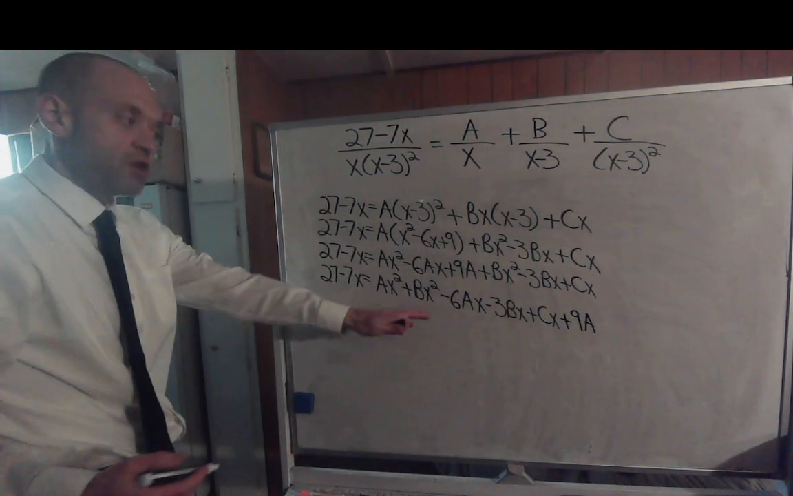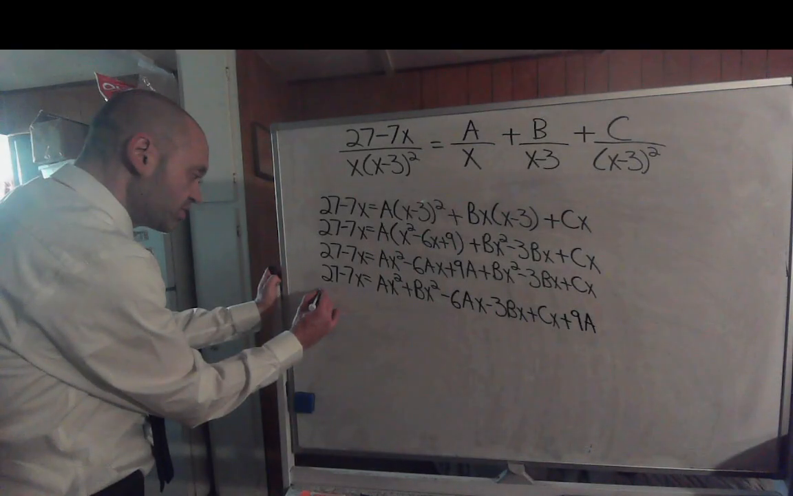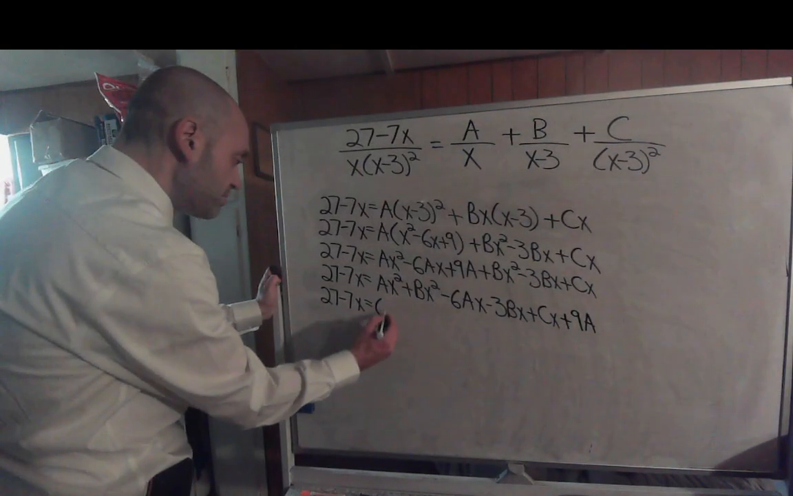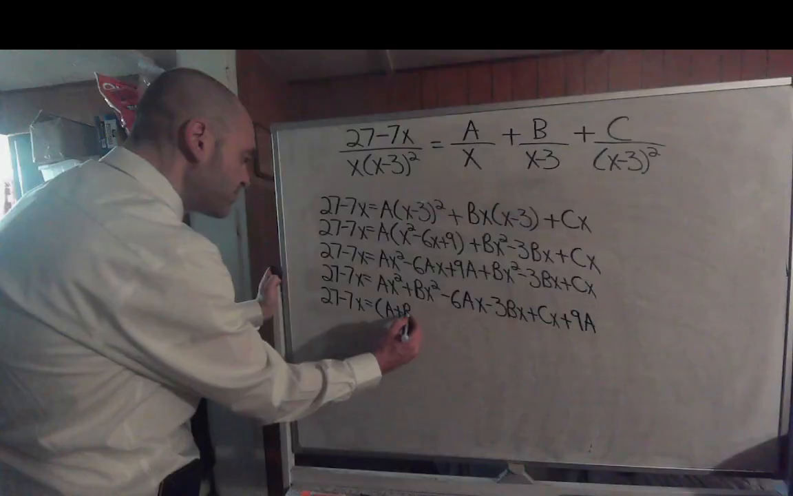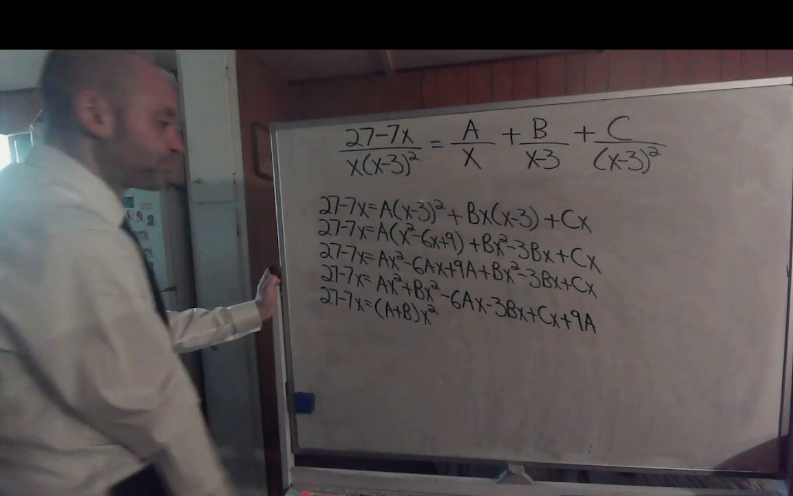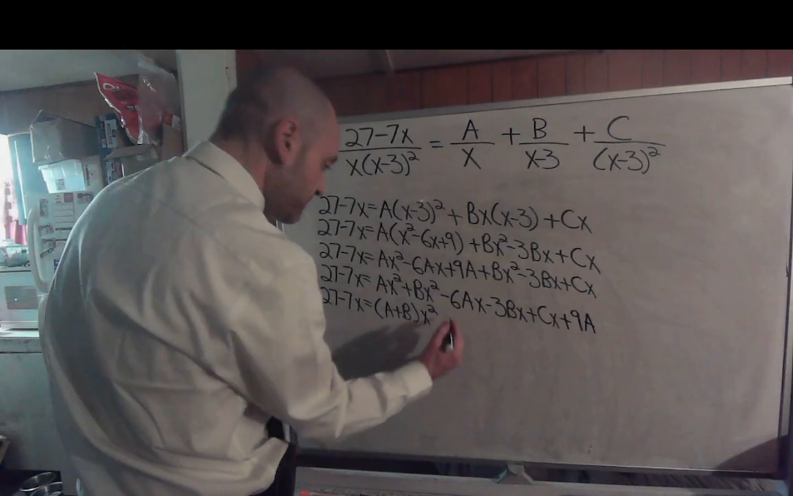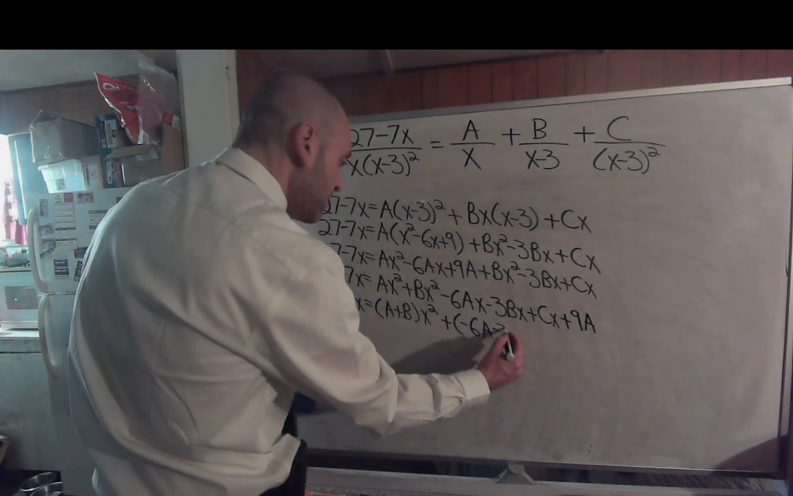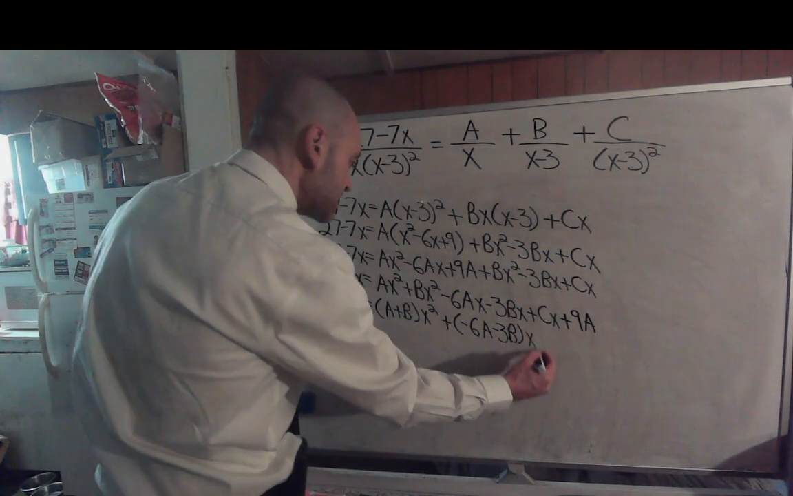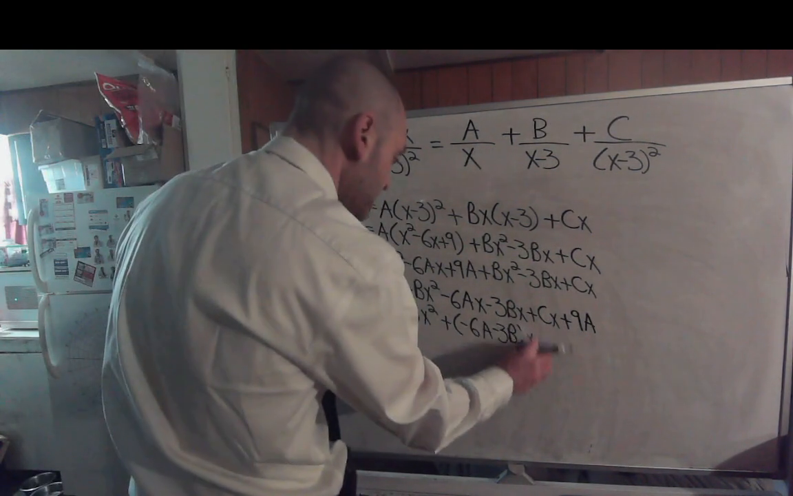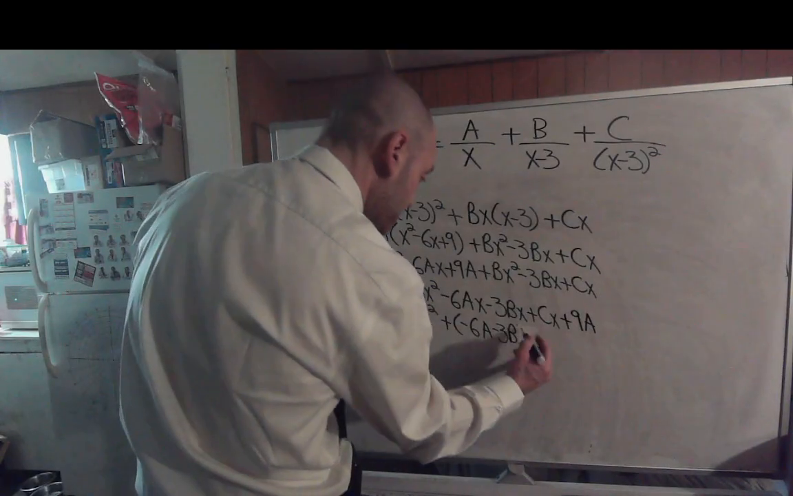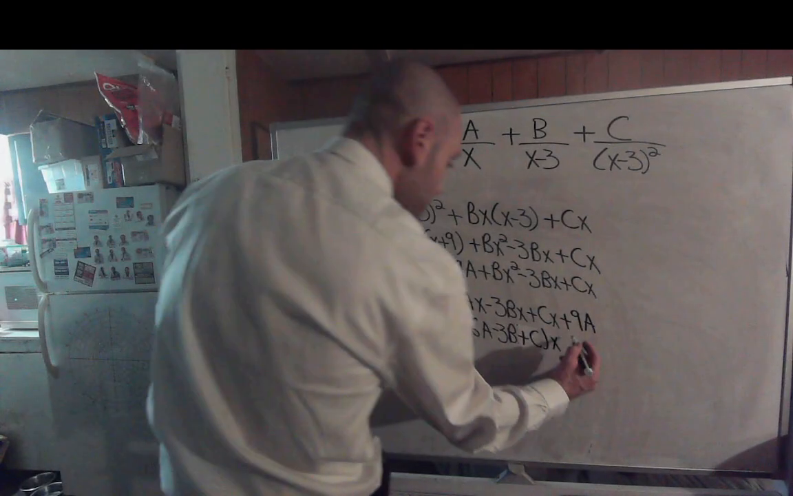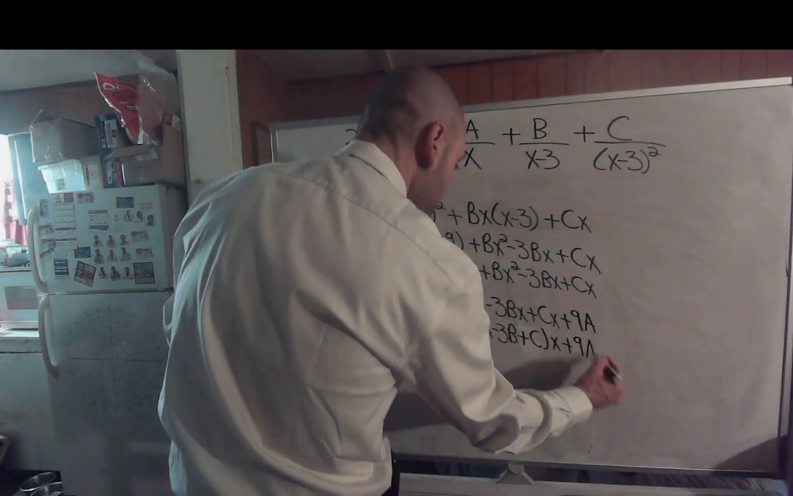And of course, you're going to go through, factor out your common terms. So you'll have 27 minus 7x is just going to end up equaling a plus b times x squared. You got your x to the first term, so that'll be plus negative 6a minus 3b times x. Actually, I missed the c. Whoops. Minus 3b plus c times x. That can make a big difference. And then you have plus 9a.